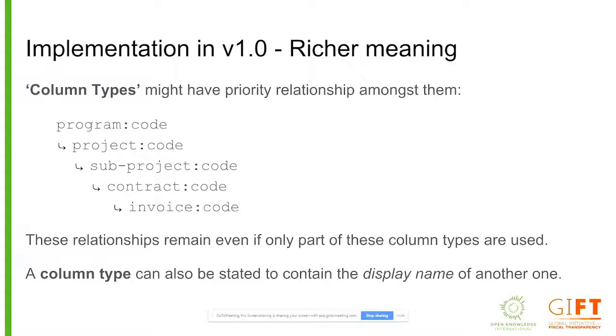Finally, on the column types, there's also this concept of hierarchy. So you can think about projects, which would fall under programs, and then have sub-projects and contracts and invoices assigned to them.